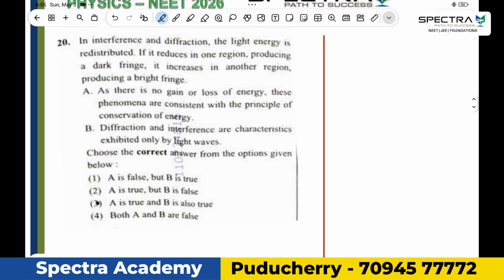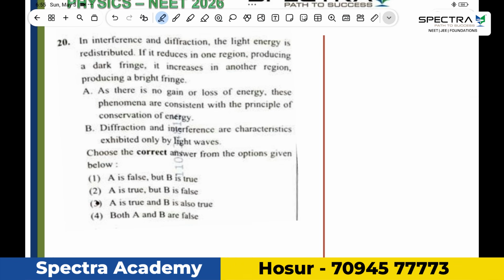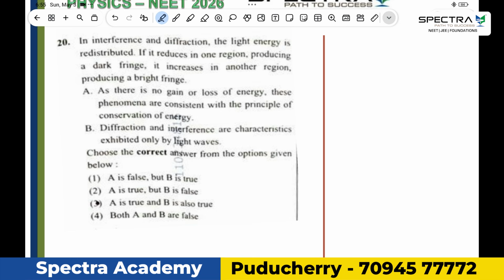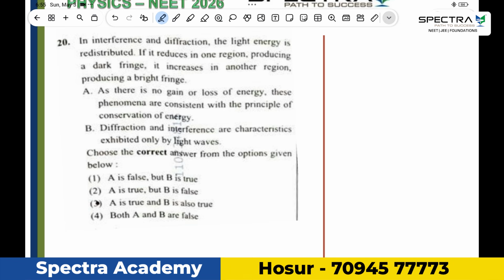Question number 20. In interference and diffraction, the light energy is redistributed. Correct. If it reduces in one region, producing a dark fringe, it increases in another region, producing a bright fringe. So there are two, A and B. We have to tell whether A is correct, B is false, like that option is given. So what is A? As there is no gain or loss in energy, these phenomena are consistent with the principle of conservation of energy. Yes, A is true, because principle of conservation of energy is obeyed. No energy is created nor destroyed. It is only redistributed.